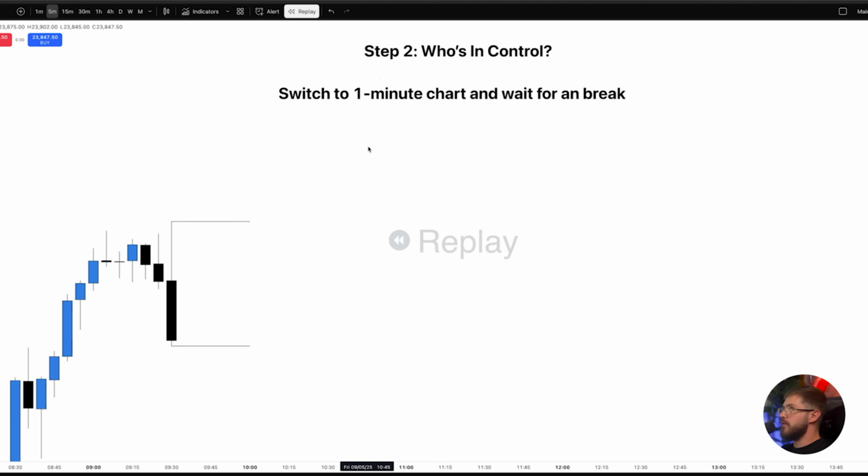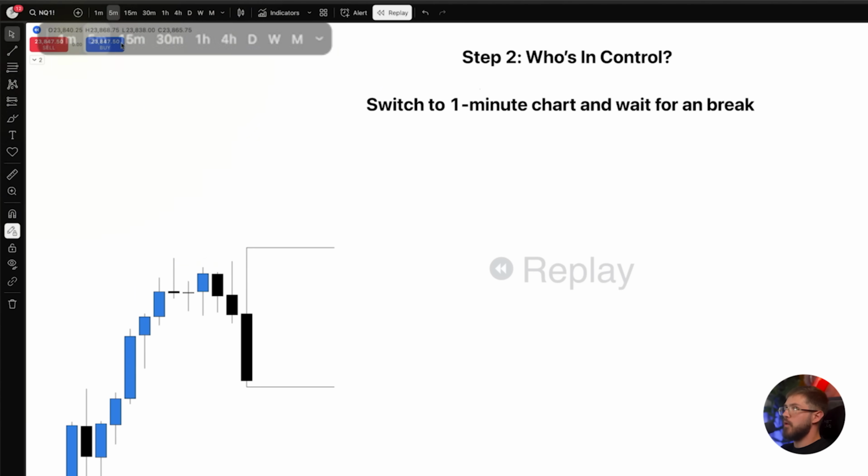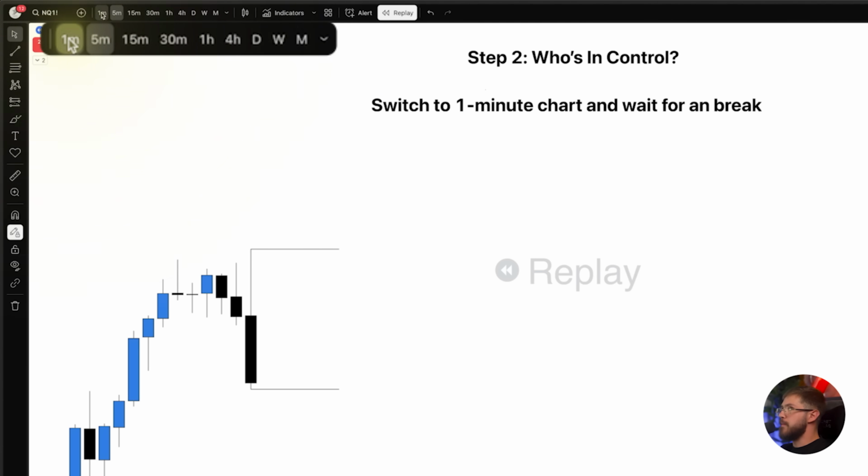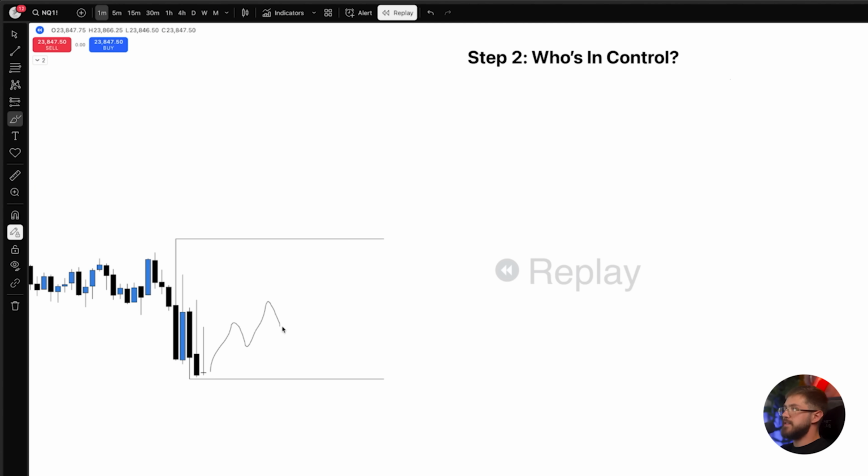Now that we got that out of the way, let's talk about how we can figure out who's in control of the market, whether it's buyers or sellers. In order to do this, we're going to go to our 1-minute chart and wait for a break. In between this range is a no man's land. How many of you guys have gotten chopped up in markets, taking a bunch of trades that you're not supposed to be in, and this results in you losing your account? Well, as long as you avoid this range, your probability of doing that will decrease heavily, because inside this range is where we see chop.